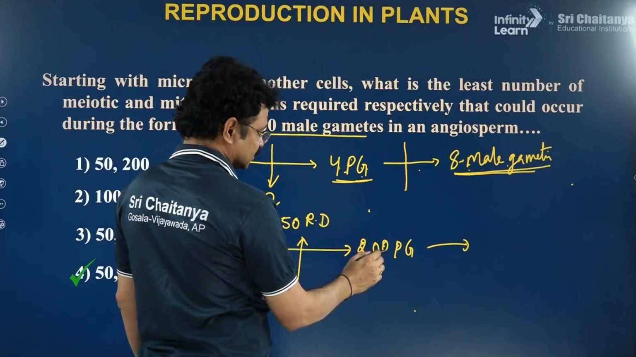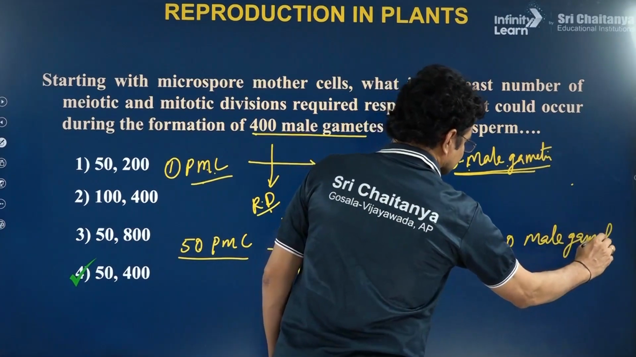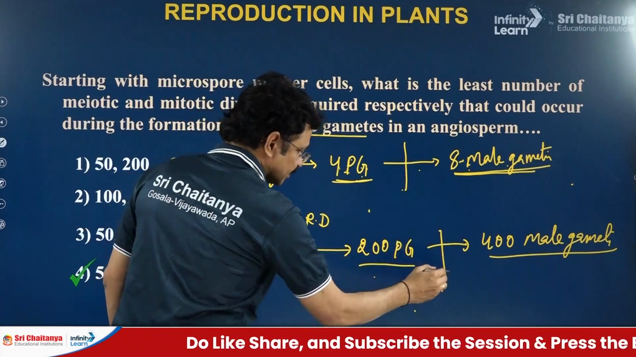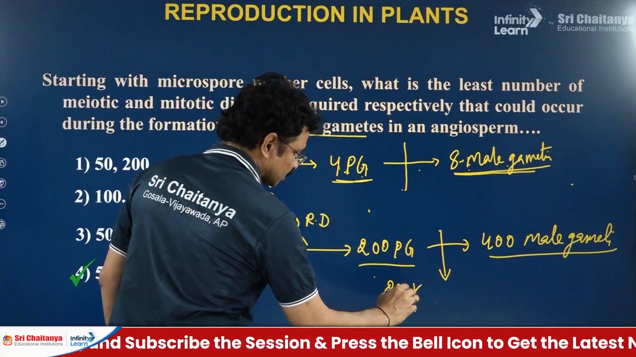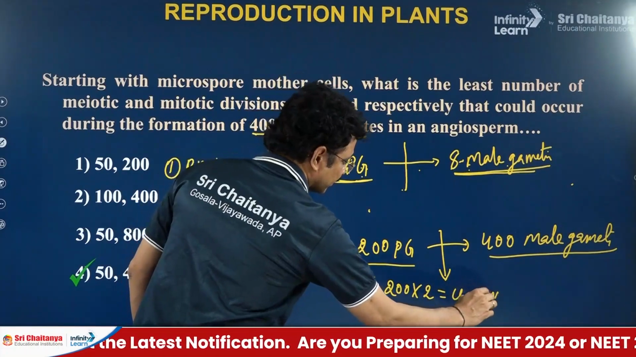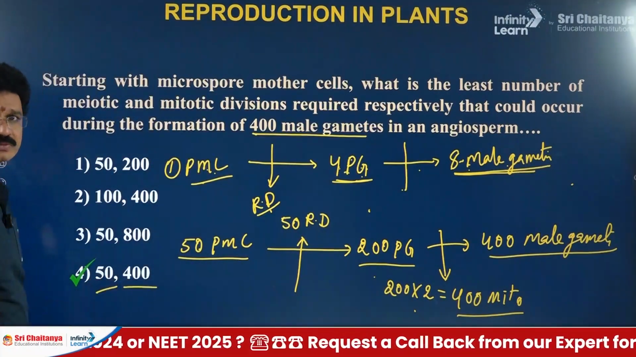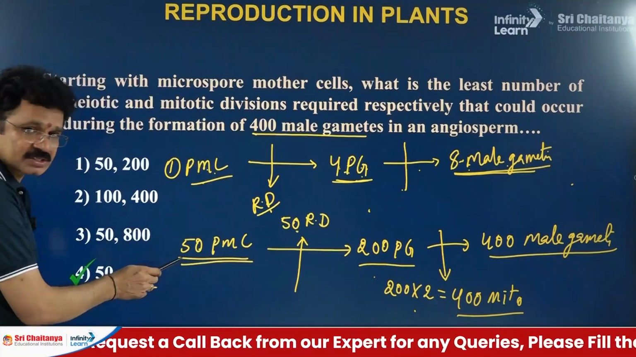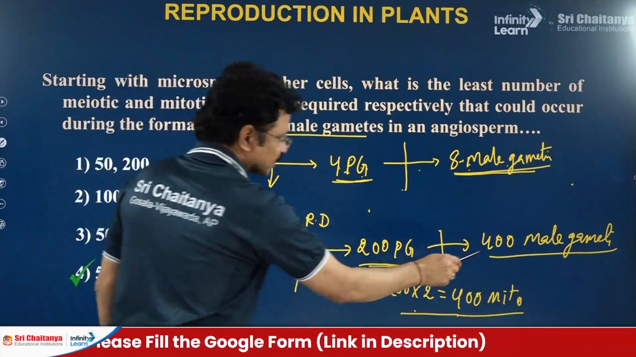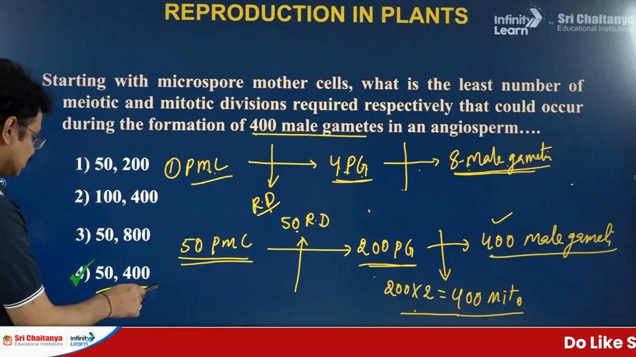From the 200 pollen grains, 400 male gametes. In each pollen, 2 mitosis, whereas in 200 pollen grains, the number of mitotic divisions is 200 into 2, total 400 mitosis. That's why the answer for this question is 50, 400: 50 meiosis in 50 pollen mother cells, 400 mitosis in 200 pollen grains for the production of 400 sperms or male gametes. Okay, the right answer is the 4th option.